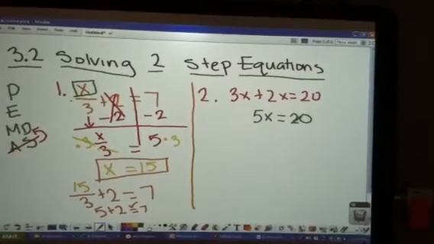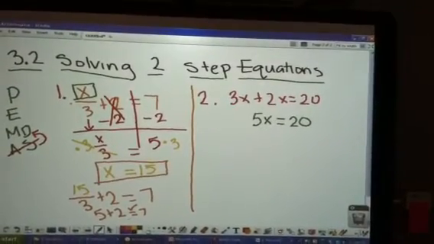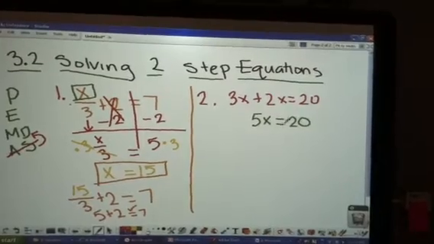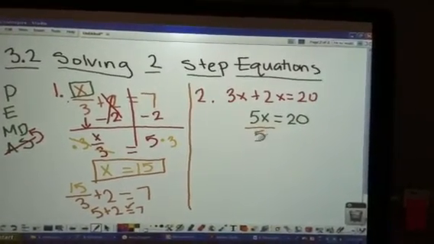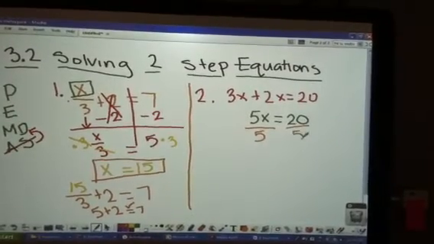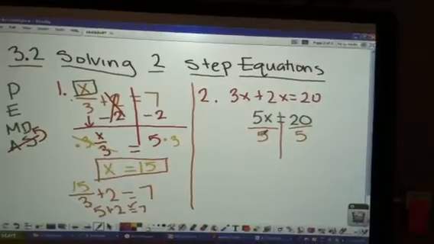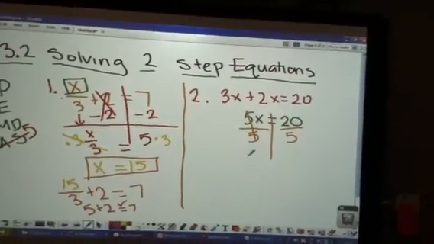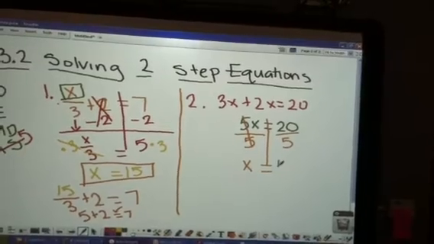And now we're back to our one-step equations. We have 5 being multiplied by x. So in order to get rid of 5 and have x by itself, we need to divide both sides by 5. When we do that, we have 5 and 5, it cancels out. We're left with x. And 20 divided by 5 gives us 4.